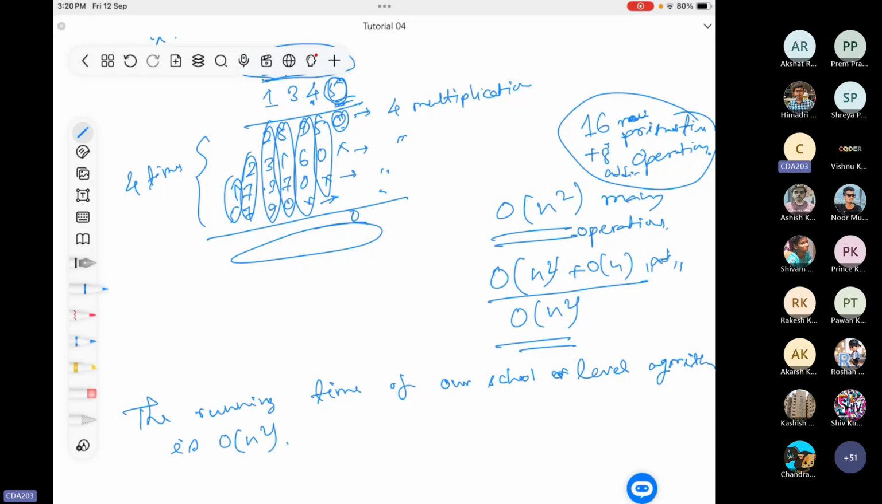Okay, so the main focus is how many operations you are spending. You are doing order n square many primitive operations in this algorithm, right? Is it clear? Can you see what the running time of your school level algorithm is? Now I think you can analyze that it has running time of order n square. That is the known algorithm, the way we solve the multiplication of n digit numbers.